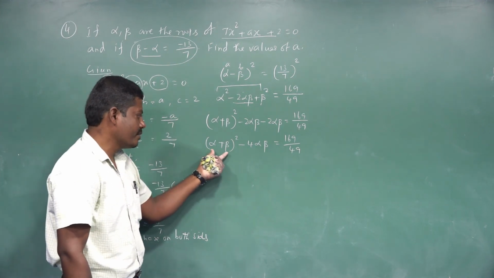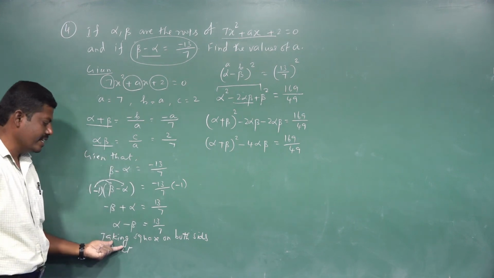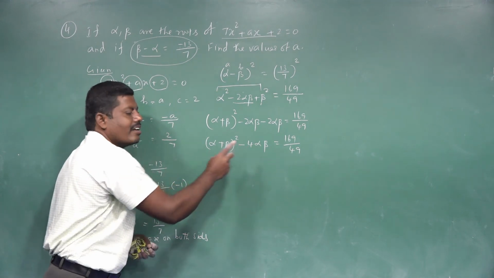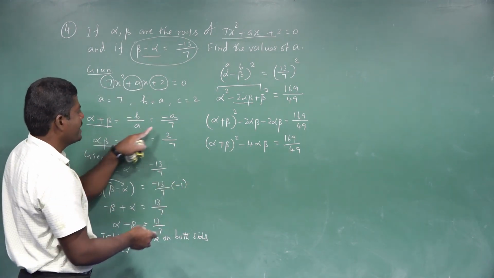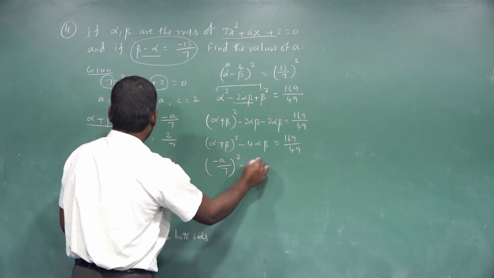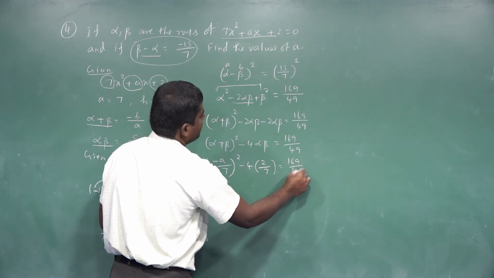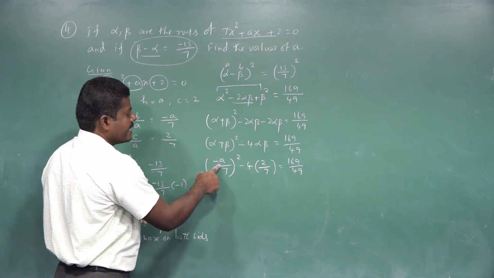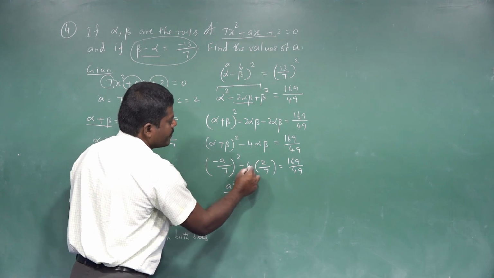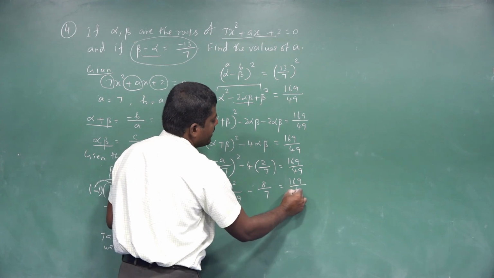Understand? Now we can substitute the alpha plus beta value and the alpha beta value, which we already know. That is why we wanted to take square on both sides. Now the alpha plus beta value is minus a divided by 7, the whole square, minus 4 times the alpha beta value, which is 2 divided by 7, equal to 169 divided by 49. Now minus a square is nothing but plus a square divided by 7 square, which is 49, minus 4 twos are 8 divided by 7, equal to 169 divided by 49.